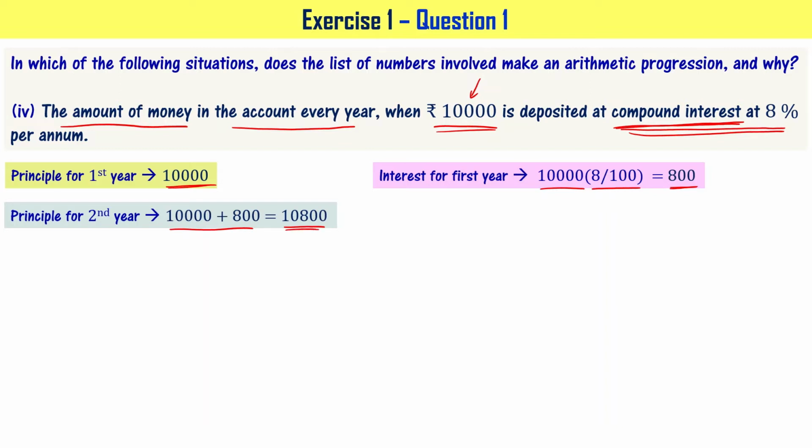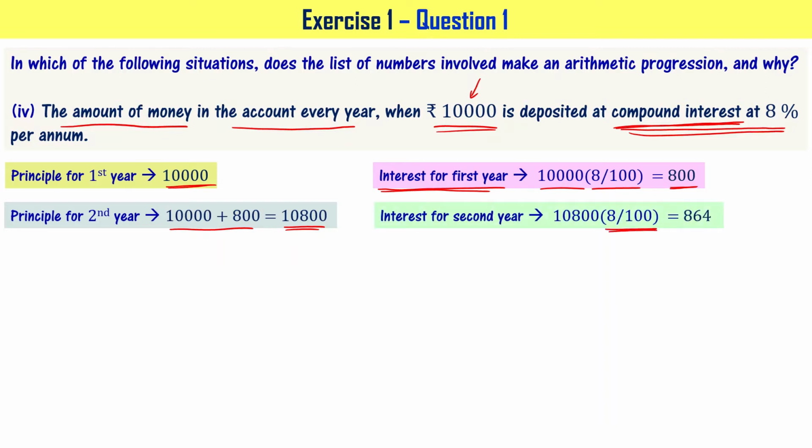So at the end of the second year, what amount will you have? That is going to be the interest for the second year. So interest for that year is going to be 10,800 times 8 by 100. This is going to be 864, right? 108 times 8 is 864. So this you add to 10,800 so that it becomes the principal for the third year. That is going to be 11,664.